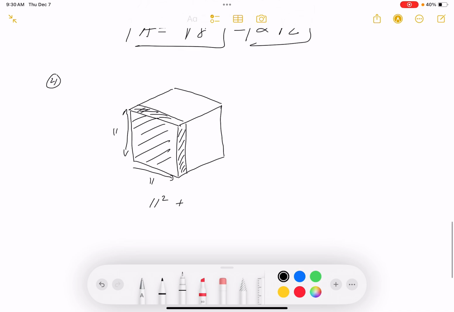Now I'm going to visualize this. I'll put little hash marks down over here. The question is, what are you seeing over there? Well, I'm still seeing 11 here, but now I'm only seeing 10 here. So what do you get? You get 11 times 10.